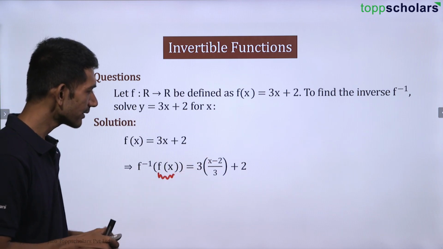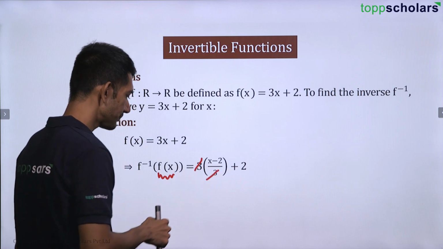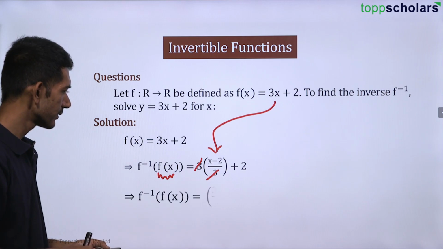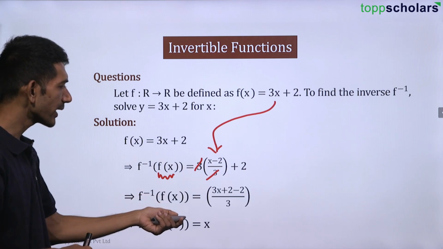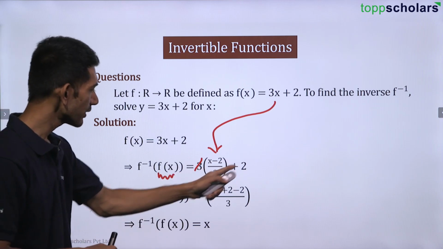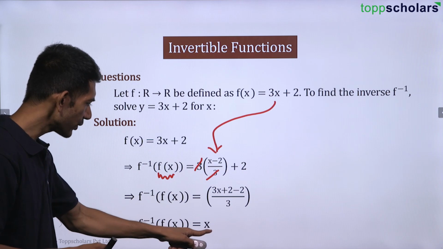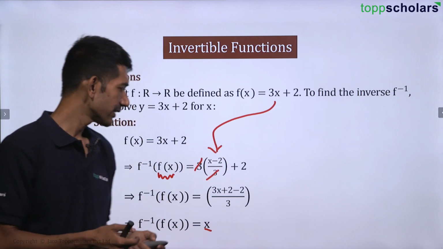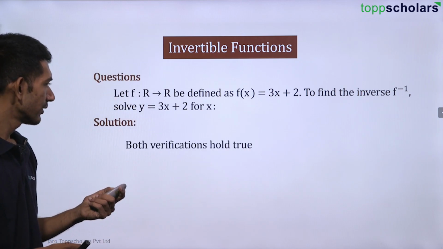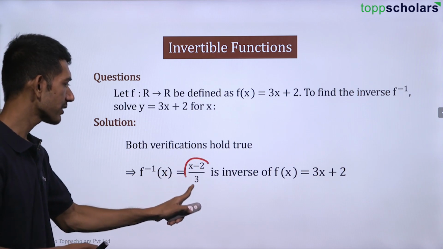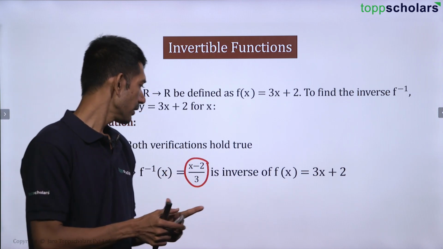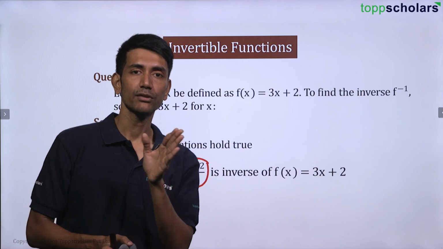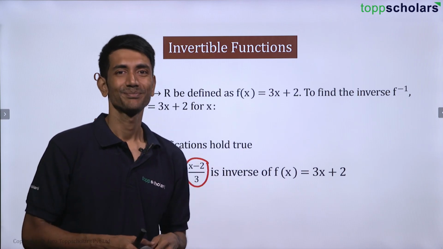So 3 multiplied by (x minus 2) by 3. This will get cancelled. Plus 2 is already here. Instead of x, we have put (x minus 2) by 3. Solve this. Finally, you are going to get x only, right? Because minus 2 plus 2 will get cancelled. You can do it in any way and you get x. And once you get x, you can say that yes, the inverse is correct. The inverse that we solved, which is nothing but (x minus 2) by 3, is the inverse of f. You also check whether the inverse is correct or not by taking f inverse of f(x) is equal to x. That you need to get. Then only this will hold true.